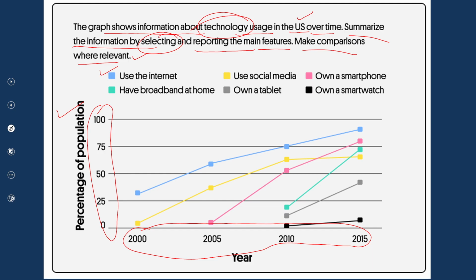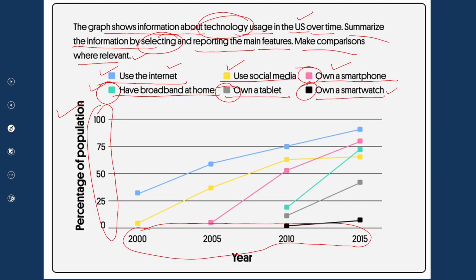The blue color shows us usage of the internet, usage of social media is represented by yellow, owning a smartphone is represented by pink, having broadband or an internet provider at home is represented by green, owning a tablet is with the gray color, and owning a smartwatch is represented by black. First, we will establish these colors according to the given information.